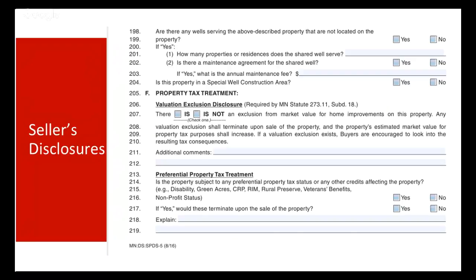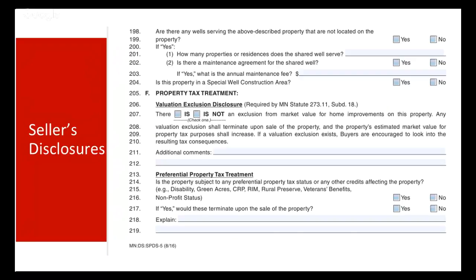Preferential property tax treatment, this is kind of related to that. Is the property subject to any preferential property tax status, or any other credits affecting the property? Disability, green acres, there's a bunch of them. There are some people out there that just have land that's treated or taxed differently because they don't want it developed. And because they don't want it developed and disturbed, they actually get a little bit of a tax benefit. We just need to know about that so that everybody is aware of it.